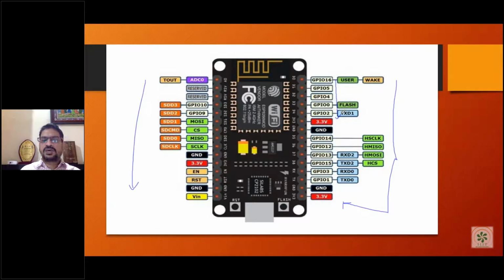GPIO means general purpose input output. We can make a pin an input, meaning we can take input from the sensor, or an output, meaning we can give a signal to the actuator. So it is useful for both.